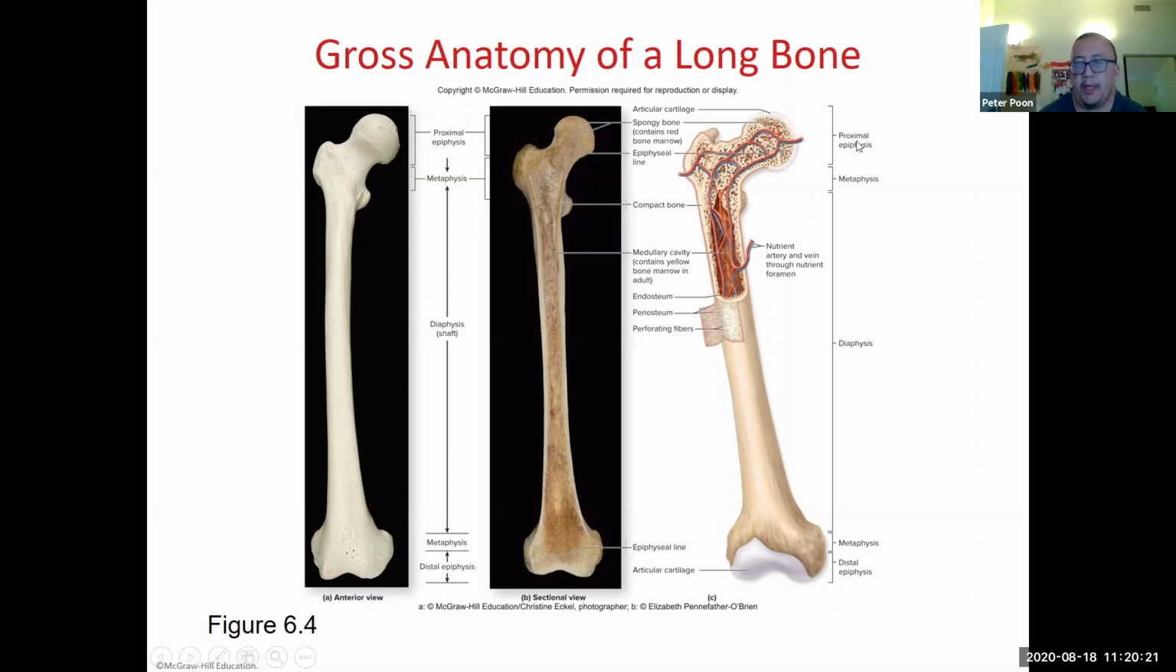Epiphysis, so proximal epiphysis, distal epiphysis. Proximal metaphysis, distal metaphysis, and in the middle is the diaphysis.